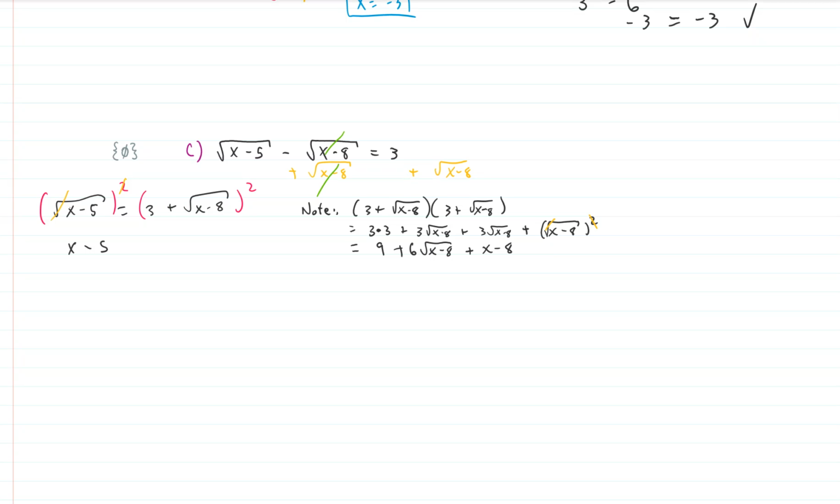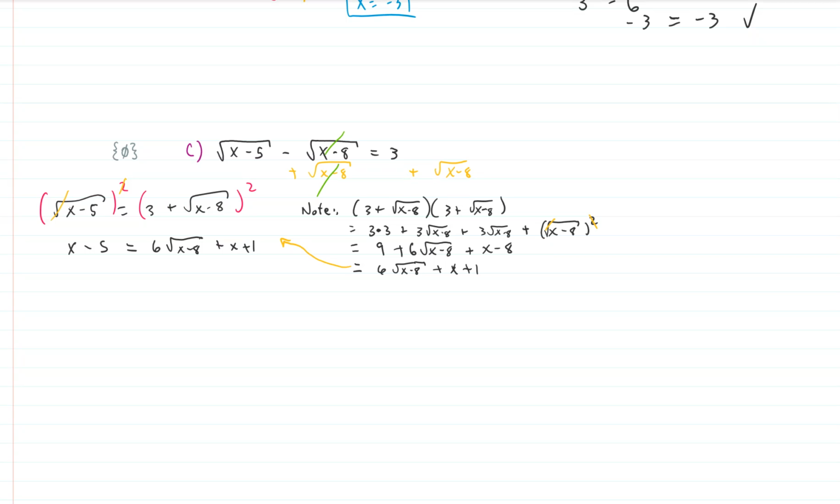Let's put that over here now. So now we know what we have. Let's simplify a little more. The 9 and the negative 8 just give us 1. So we have 6 root x minus 8 plus x plus 1. So on the right-hand side, we have 6 radical x minus 8 plus x plus 1.